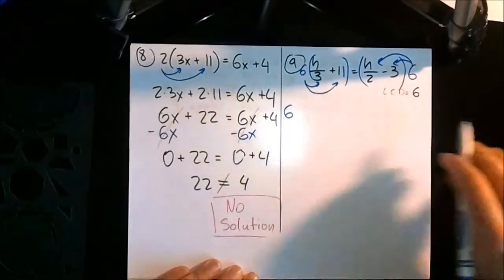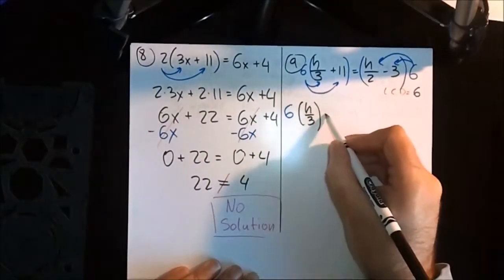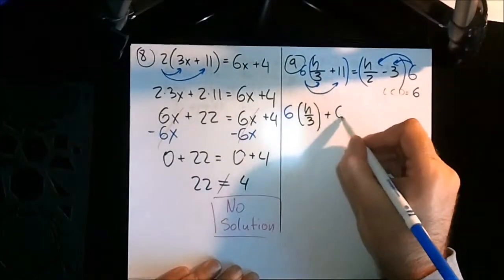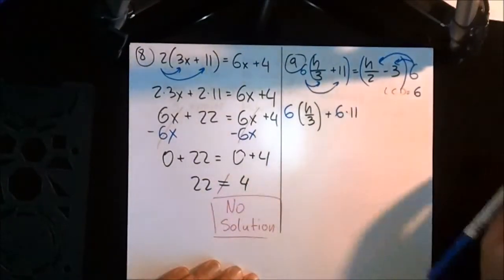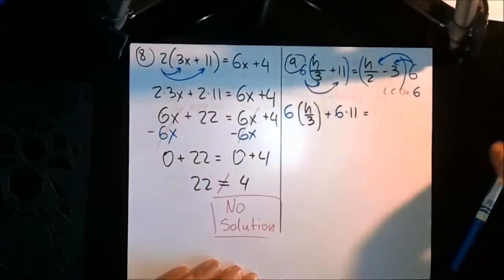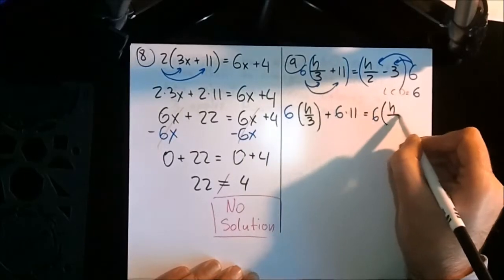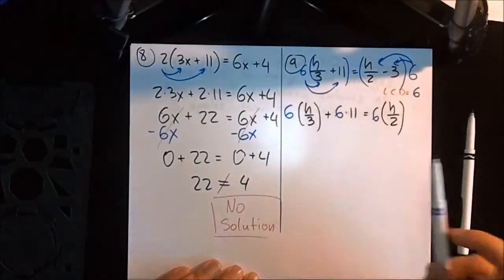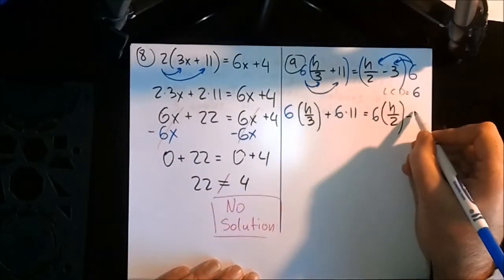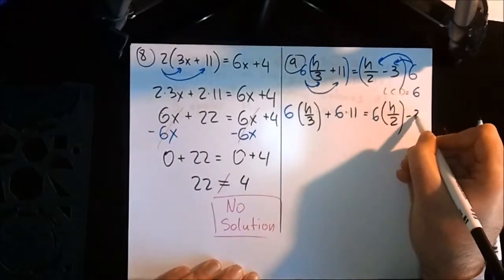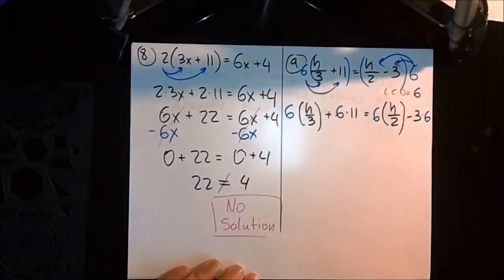And then I want to distribute that 6 to everything inside. It gives me 6 times h over 3 plus 6 times 11. All of this equals 6 times h over 2. And of course, minus 3 times 6. There we go. Took a little longer than I thought.